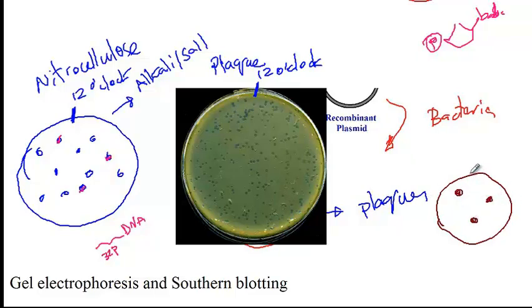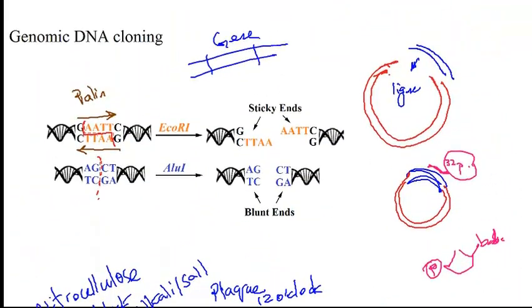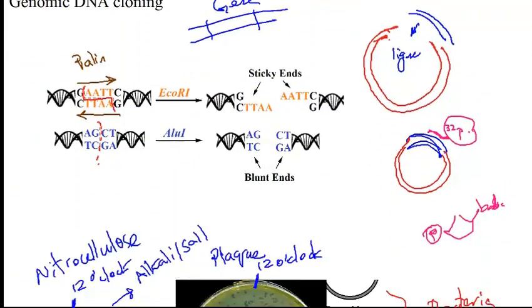So now we can go back. We know that this was 12 o'clock. We can go back to our original plate and say, okay, so this one, and this one. These were the 3 that are carrying our gene of interest. And so there we go. We've isolated a genomic DNA library clone that has our gene of interest inside. All right, so that was cloning of a gene of interest using a genomic DNA library.